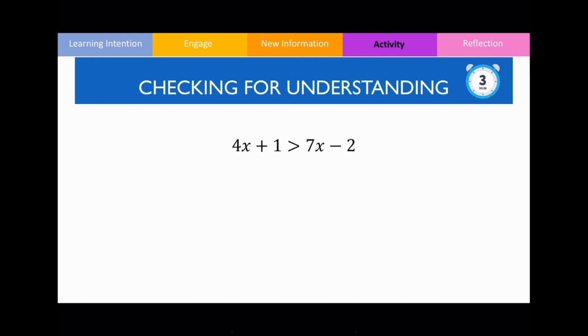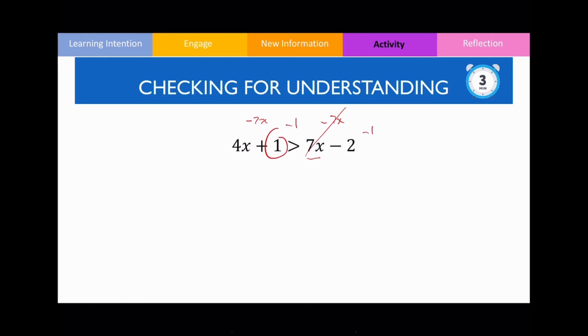So what I'll do is get rid of the 7x found on the right-hand side by subtracting 7x. Whatever I do to one side, I must do to the other side. So that cancels that out. Notice that you've got a positive 1 on the left-hand side. So to get rid of that, I'm going to subtract 1 from both sides, okay?